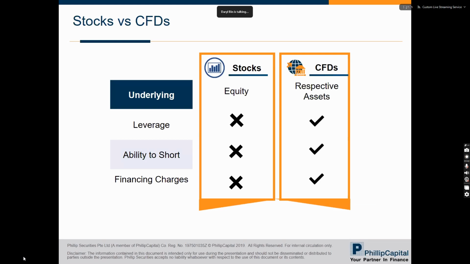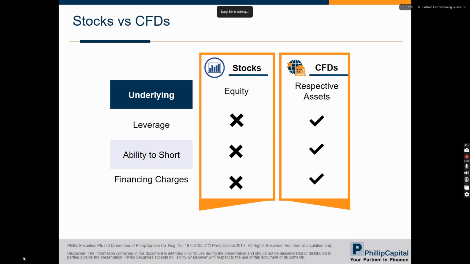So then again, what is the difference between stocks and CFD? One key advantage CFD has against stocks is that we have this thing called leverage, which means we'll be able to use lesser margin to gain exposure, which I'll discuss more later. CFD allows you to go long or short, which means you can profit in both bullish and bearish markets.